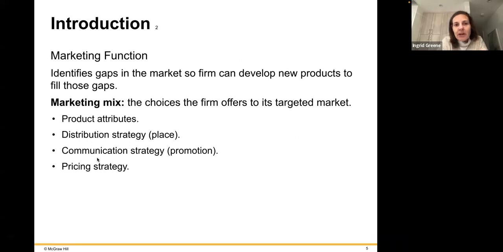focusing more on the marketing function. This identifies gaps in the market. Again, this is why marketing is so important, because it identifies where a firm can potentially develop new markets to fill those gaps. And as I said, we're going to talk a lot about the marketing mix, so the choices the firm offers to its target market. What are the product attributes? How do you get that to that person? How do you talk about that product? And then how do you price that product? So the marketing mix: product, place, promotion, and pricing, the 4 Ps of marketing, which hopefully sounds very familiar by this point in your MBA.